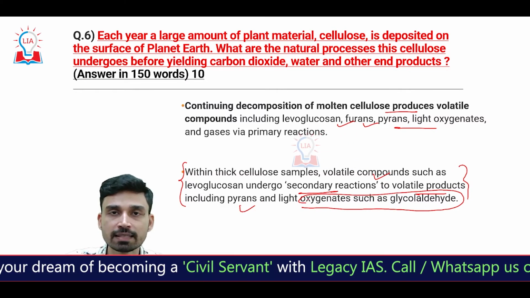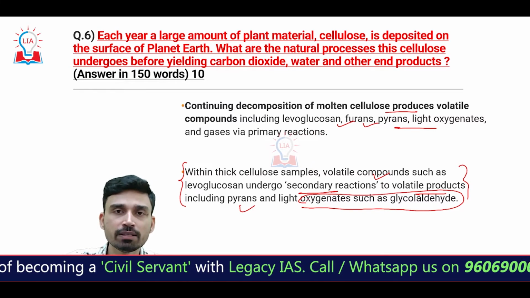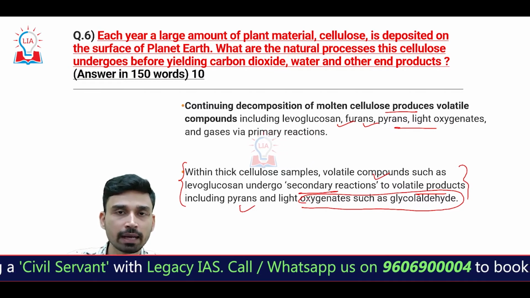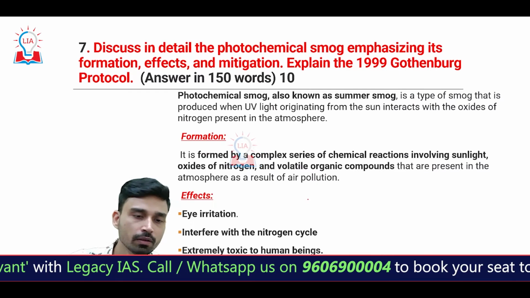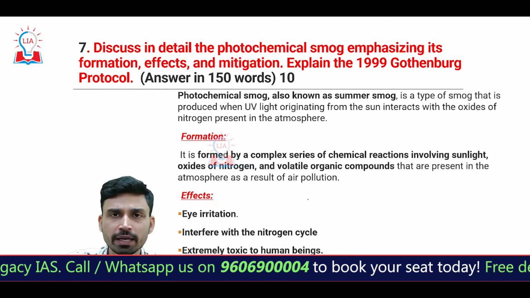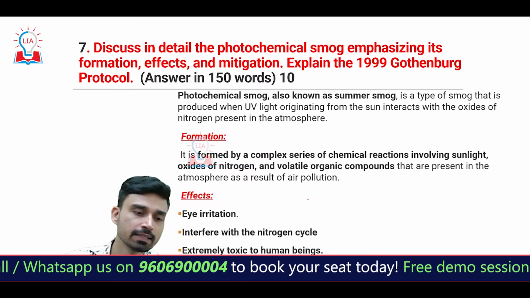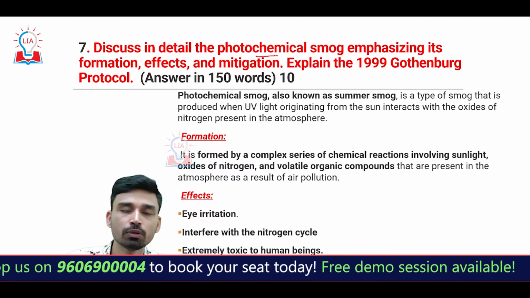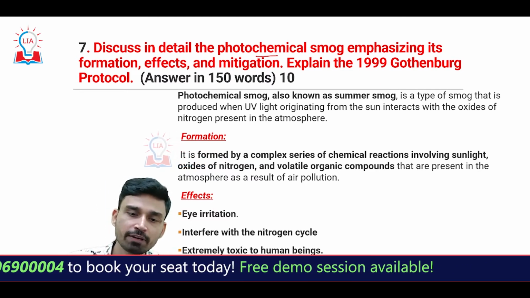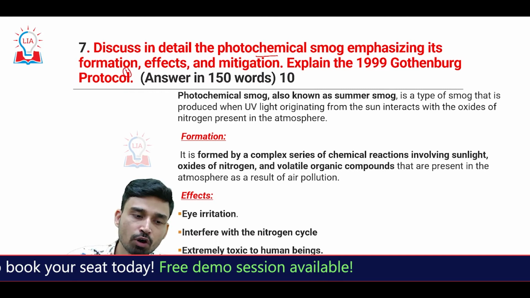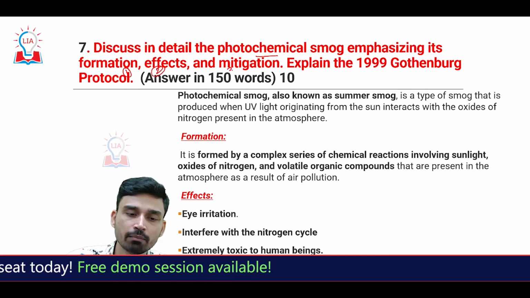However, all these reactions are happening at high temperature. Naturally, basically, you have to simply explain the carbon and nitrogen cycle. Then moving forward, the next question, again from the environment section, asks you to discuss in detail the photochemical smog, emphasizing three things: the formation, effects and mitigation.